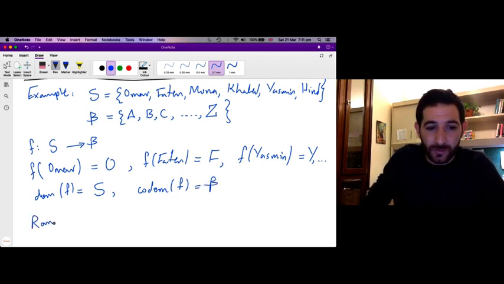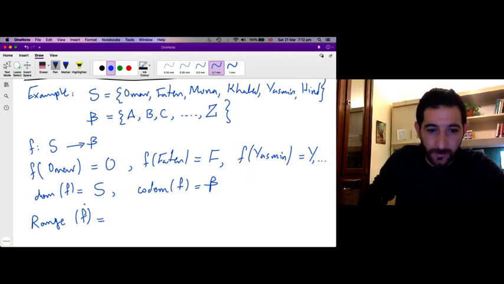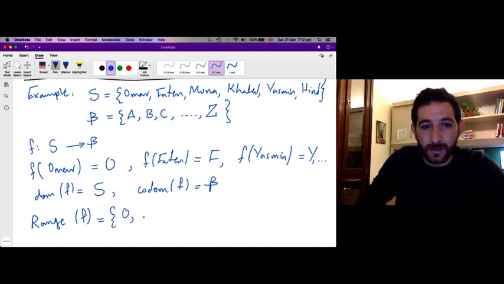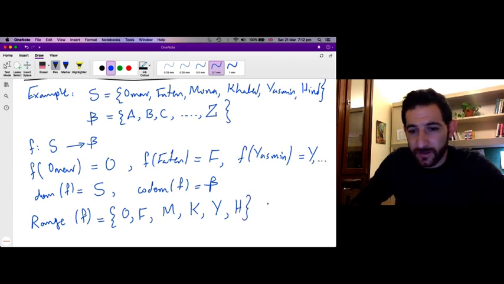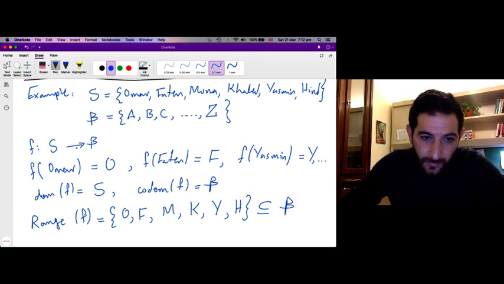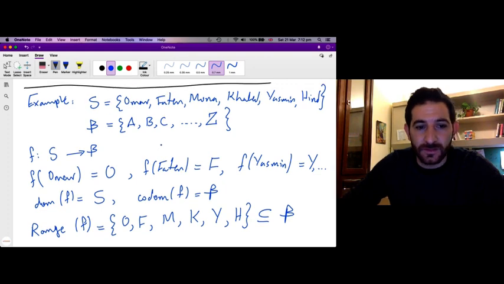Now let's compute what is the range of f. The range of f is the set of all images of the elements in the domain. So what is the image of the first element in the domain? The image of Omar is O, the image of Fatin is F, the image of Muna is M, the image of Khalid is K, the image of Yasmin is Y, and the image of Hind is H. So this will be the range of f, and notice that it's a subset of beta, the set of English alphabet. Okay, so this is the example.